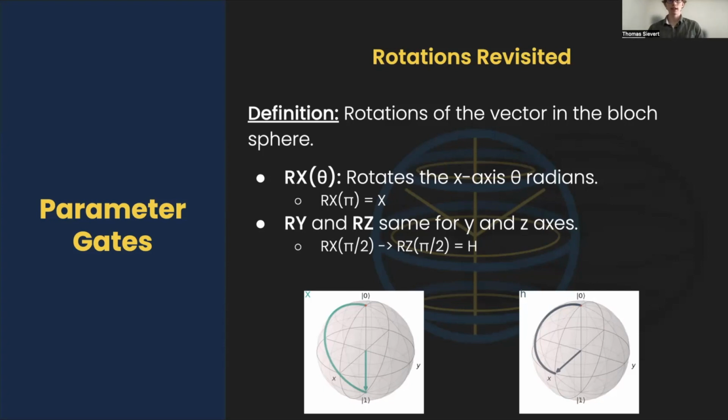And likewise, you can imagine that if we applied an Rx of pi over 2 and then an Rz of pi over 2, that's equivalent to the H. You can also make the H by just rotating around the y-axis by pi over 2 radians. So again, it's just saying that you can make all the gates we've talked about before, the previous rotation gates, with these more general rotation gates.